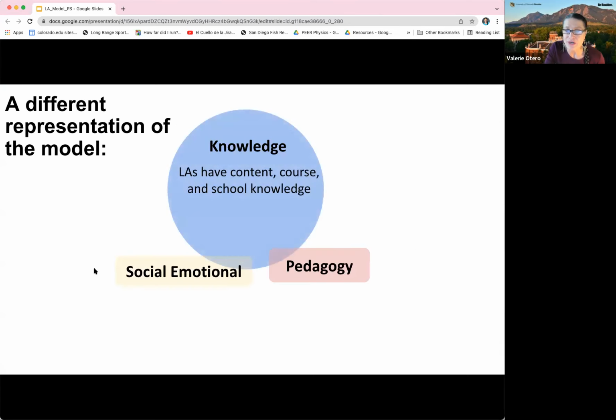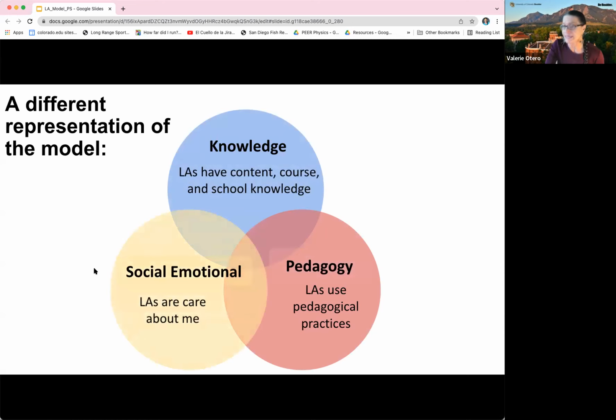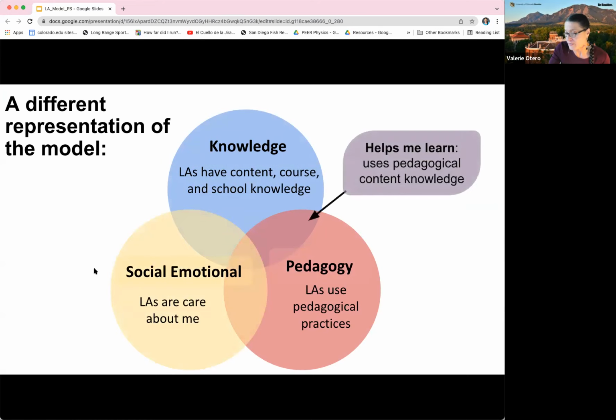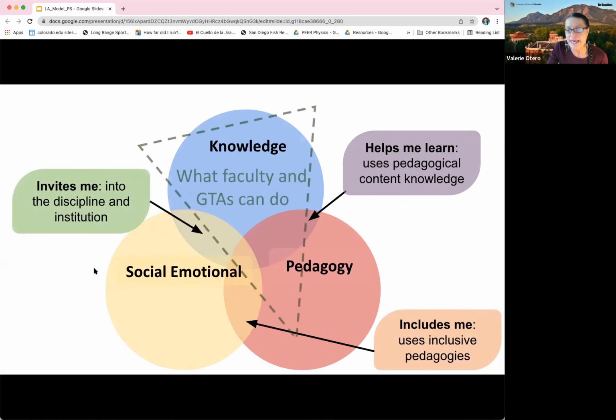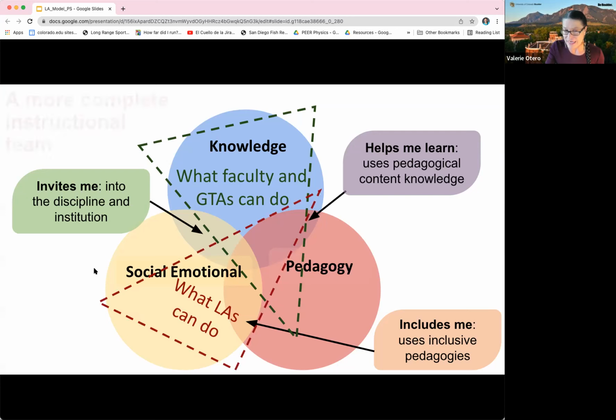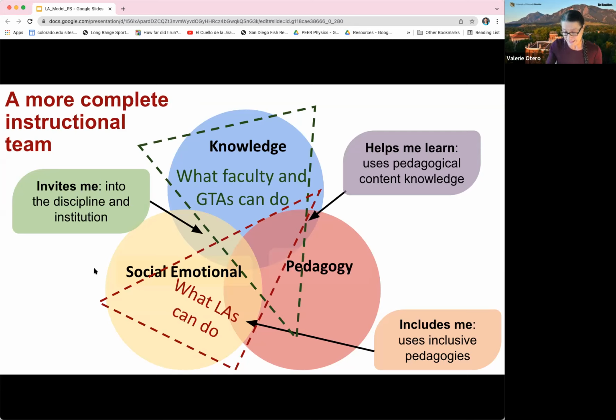One last representation I want to show you of the same data is in Venn diagram form, where instead of planes, we see overlapping regions. This visualization is useful because it helps us see what faculty and graduate TAs do really well. We operate more in this pedagogical content knowledge area. We're amazing. But the LAs are really rounding out the instructional team by adding the inclusion, the belonging, and the voice, and giving power to student voice in so many of our academic affairs. And so we think that is a more complete instructional team and is leading to those outcomes that we value so much.